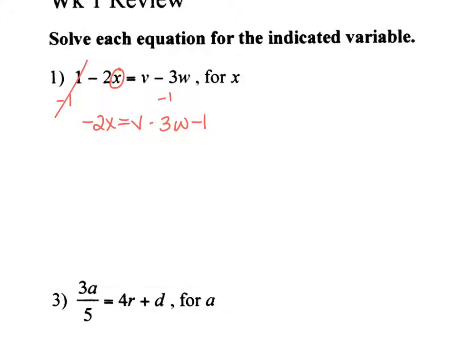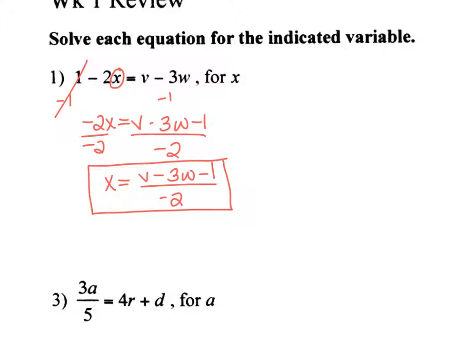Remember, none of that can go together. And then this is negative 2 times x, so to undo that, I'm going to divide by negative 2, which is going to give me x equals v minus 3w minus 1 all over negative 2, because none of those pieces divide by negative 2.